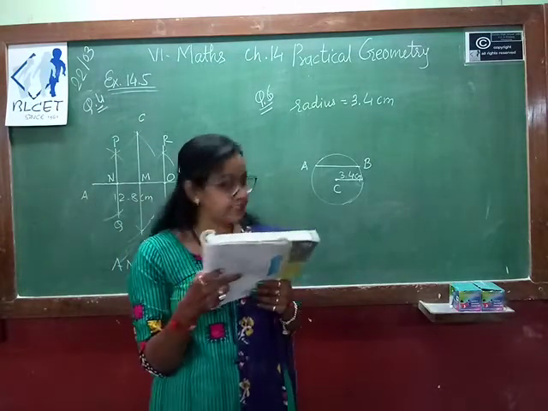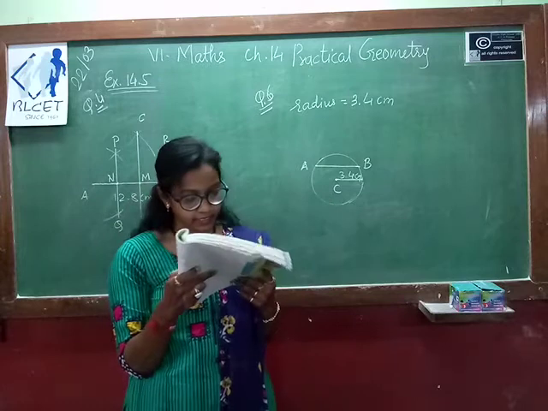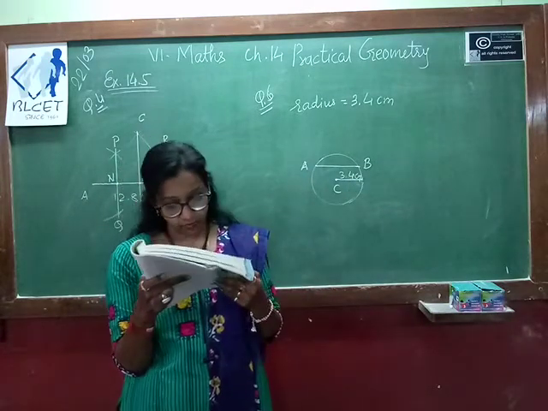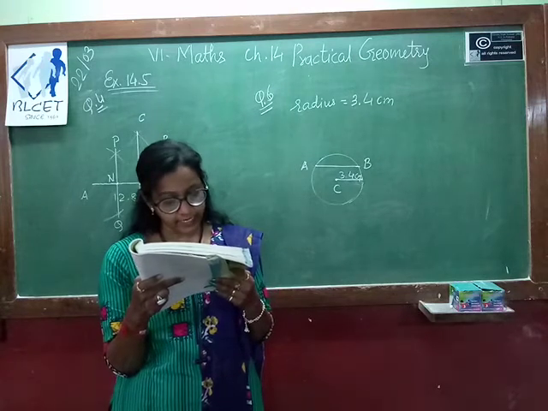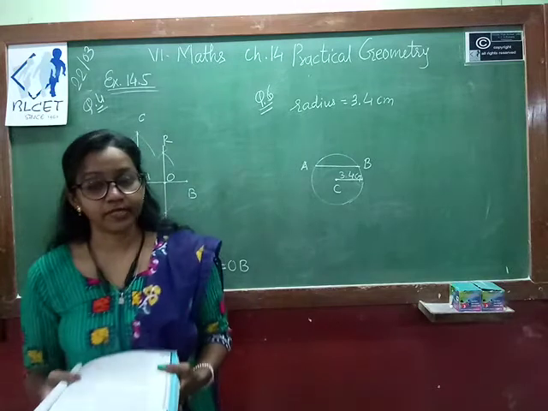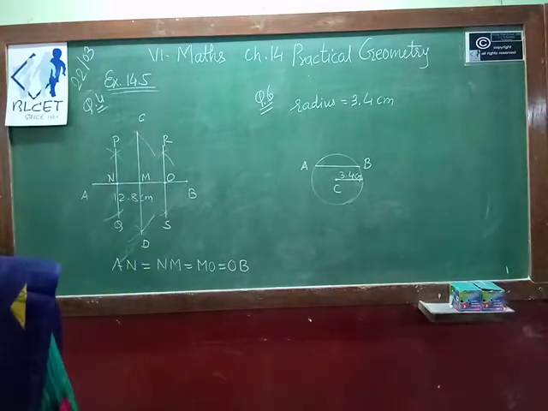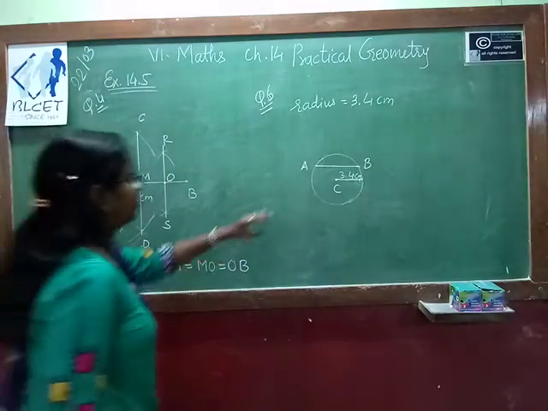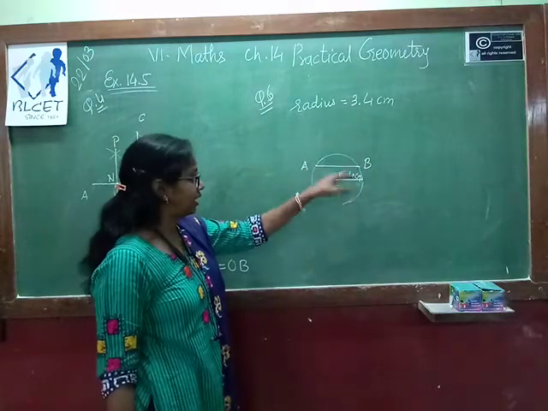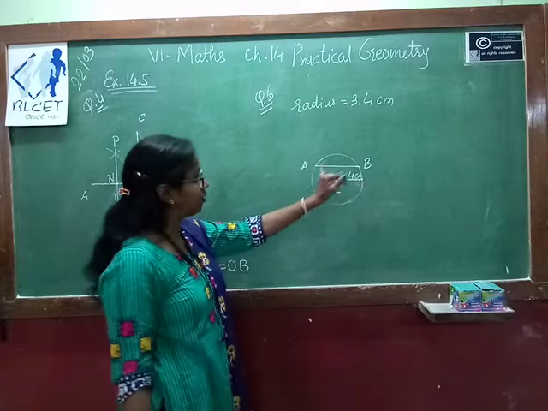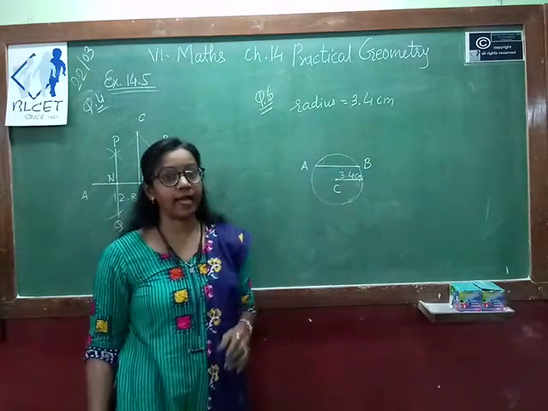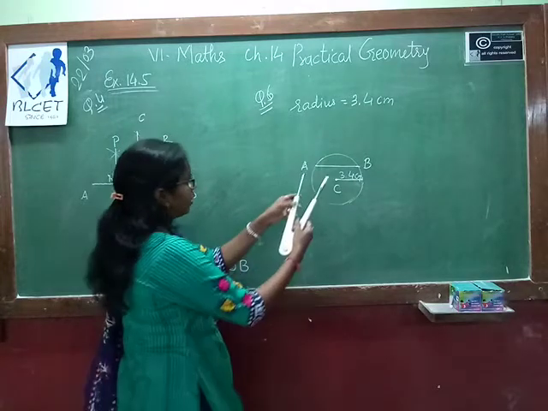Now what we have to do? Draw a circle with center C. We have drawn with the radius 3.4. Draw any chord, which we have already drawn, AB. Now construct the perpendicular bisector of AB and examine if it passes through the center. So we have to draw the bisector of this line segment AB. Forget you have a circle, you have a radius. Now you concentrate only on line segment AB and we want to find the bisector of it. So what we can do?